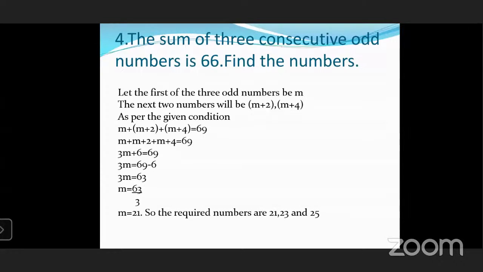Now we have to remove the plus 6 first. So you subtract 6 from both sides. 3m is equal to 69 minus 6, 3m is equal to 63. Divide by 3 on both sides: m is equal to 63 upon 3, m is equal to 21. So the required numbers are 21, 23 and 25.